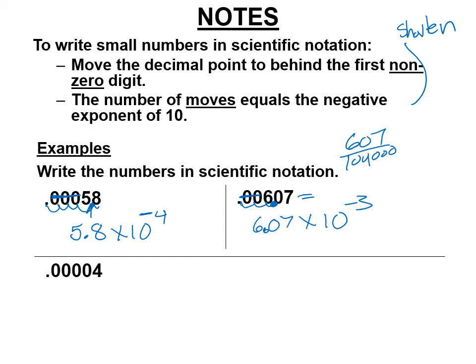So this is, right, 1, 2, 3, 4, 5 to get it there. So it's 4 times 10 to the -5th power. Right, this is 4 over, not 10, 100, or 1,000, or 10,000, but over 100,000. That's what it is. Okay.